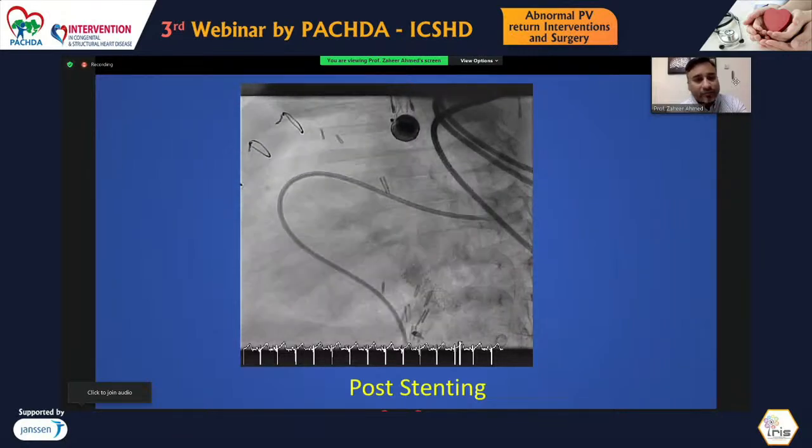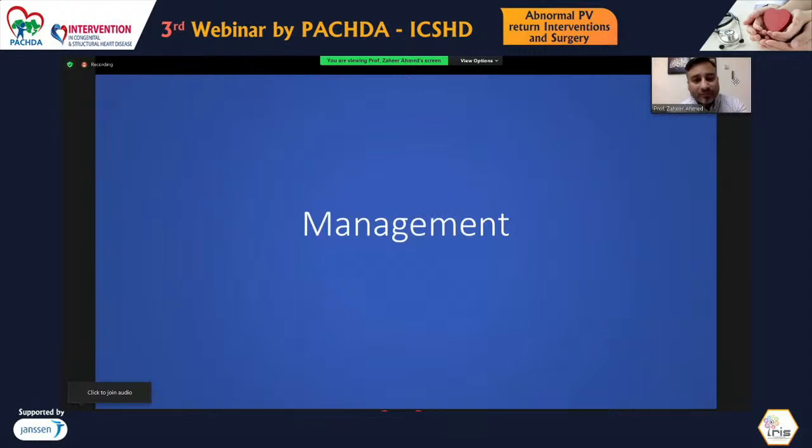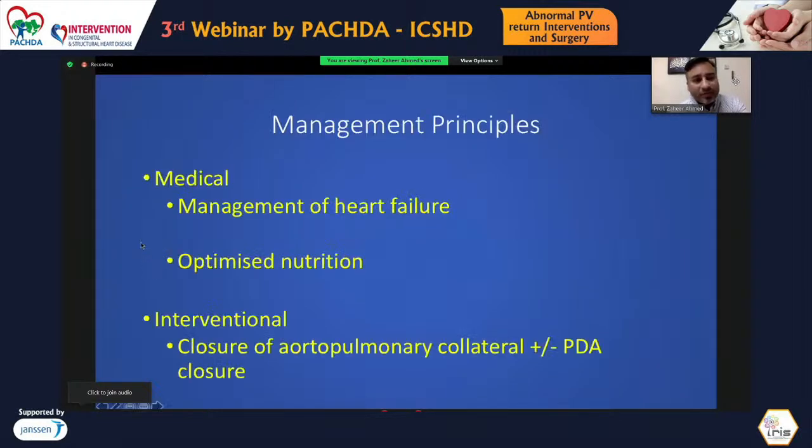So in terms of management, general principles are medical management of heart failure and interventional therapy. Again, I would like to emphasize that we should always close the aortopulmonary collaterals, and if there's a significant PDA, we should also close it as early as possible in early infantile age.